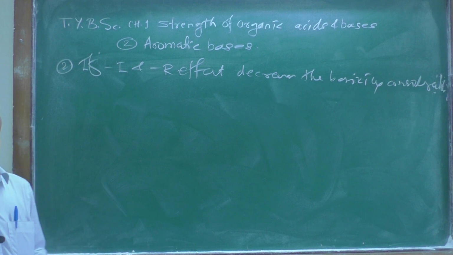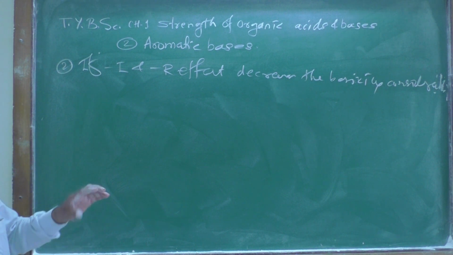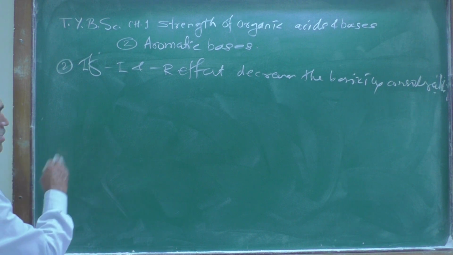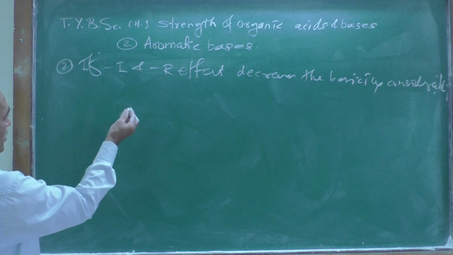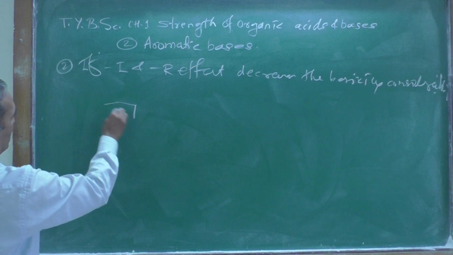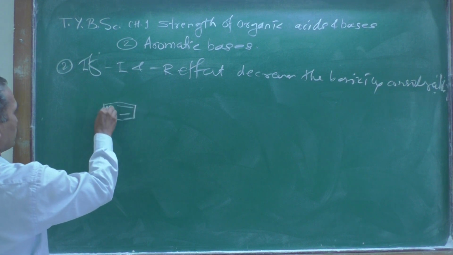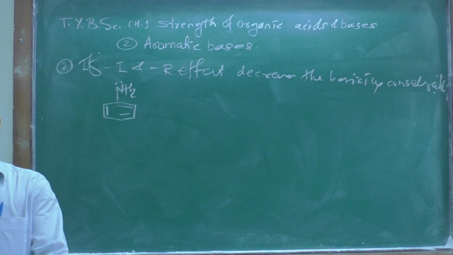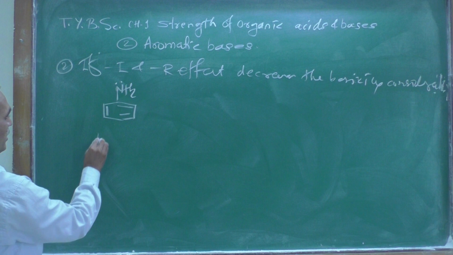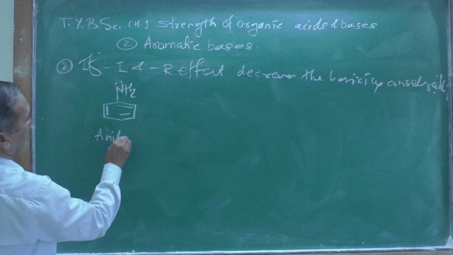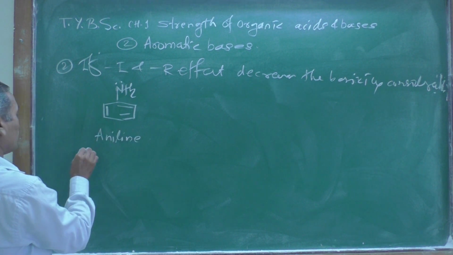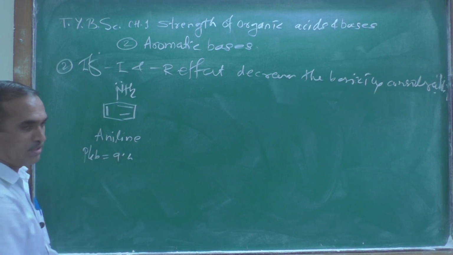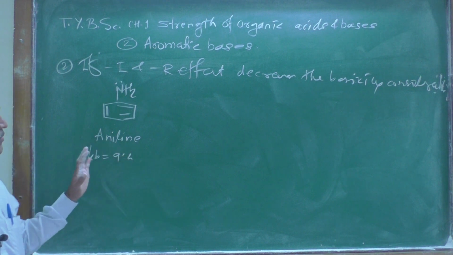Suppose as an aromatic compound, let us see the first one. As we know that the amines are there, aromatic amines. Now we are talking about aromatic bases. Let us see the first one, and tell me what is the name of this compound. Everybody knows that the name of the structure is aniline, right? And for aniline we know that the pKb value is 9.4 roughly, not exactly.